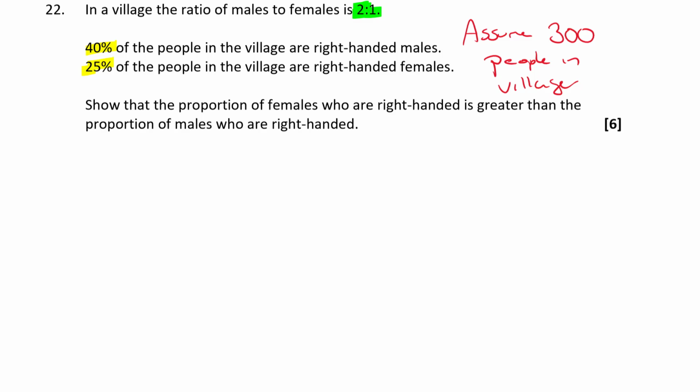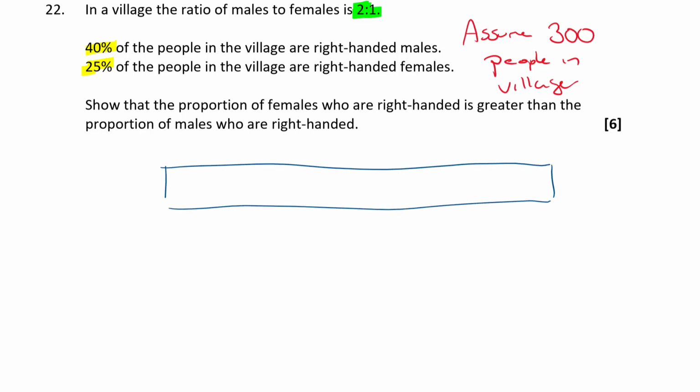Okay, so let's say this bar here is all the people in the village. It's 300 people, isn't it? So if I divide that up into 3, then I've got 100, 100, 100, haven't I? So that there would be the females, and there's 100 there. And then this would be the males, wouldn't it? There's 200. There's twice as many males as there are females. Okay? 40% of the people who are in the village are right-handed males.